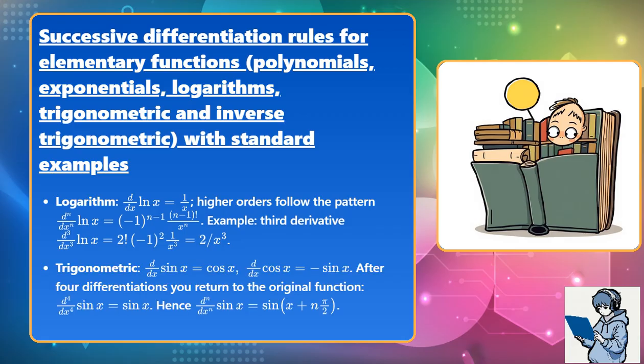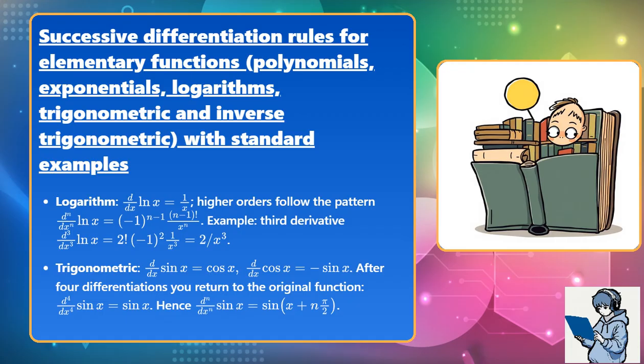d over dx of sin x equals cos x. d over dx of cos x equals minus sin x. After 4 differentiations, you return to the original function. d to the 4 over dx to the 4 of sin x equals sin x. Hence, d to the n over dx to the n of sin x equals sin of (x plus n pi over 2).